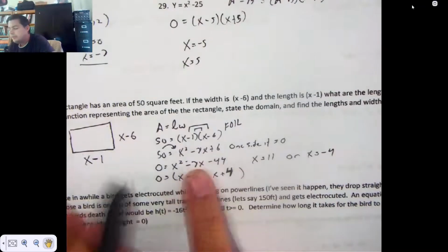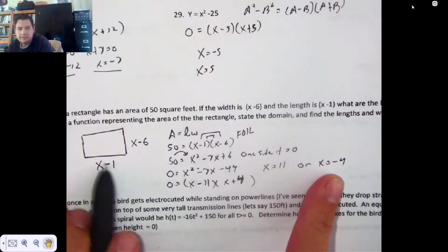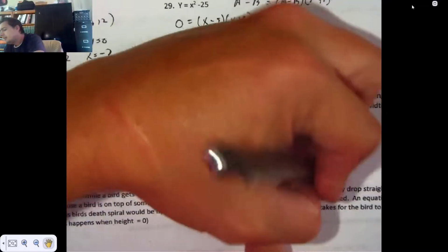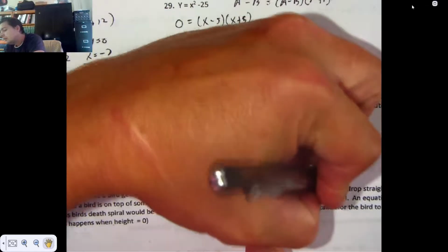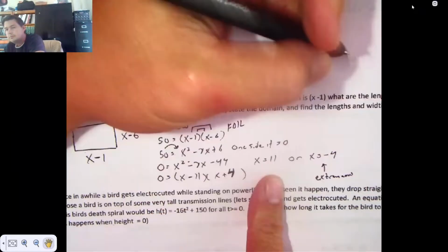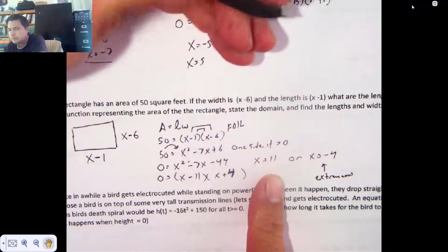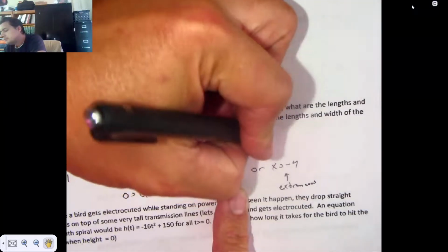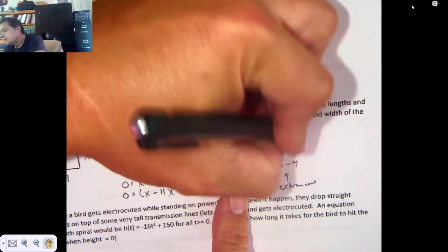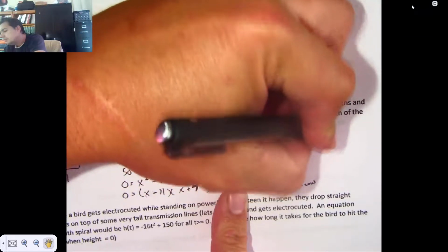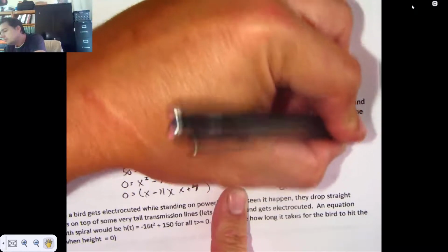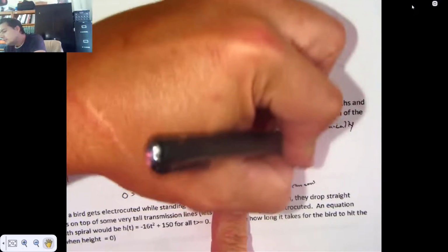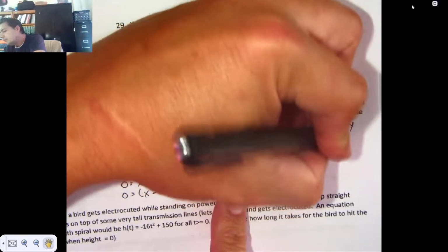Now, look over at the grid here. If you put a negative 4 in here, you'd have a negative 5. There is no such thing as negative distance or negative length. This guy is extraneous. It works algebraically, but it doesn't work in the real world. That's what extraneous is. So let's talk about extraneous. It works algebraically, but not in the real world.